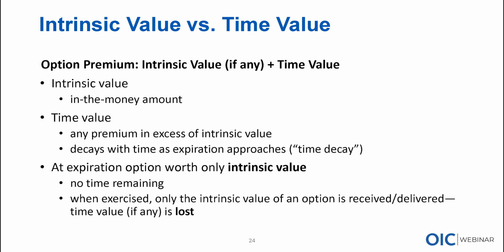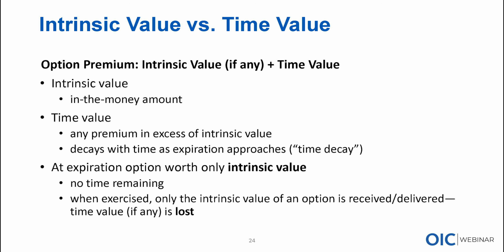Intrinsic versus time value. So all of those option concepts that we just talked about, we talked about decay, for example, and theta. Those things affect the extrinsic value of your option. There's two main components of option pricing: intrinsic value and time value, also known as extrinsic value. So as part of your option premium, the intrinsic value and time value, that makes up your entire option premium.